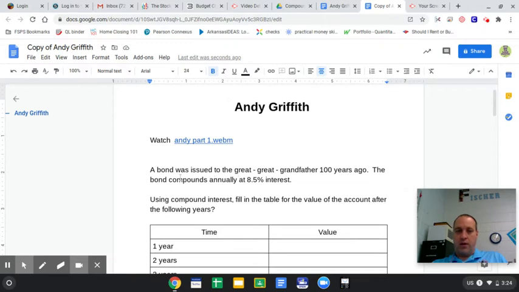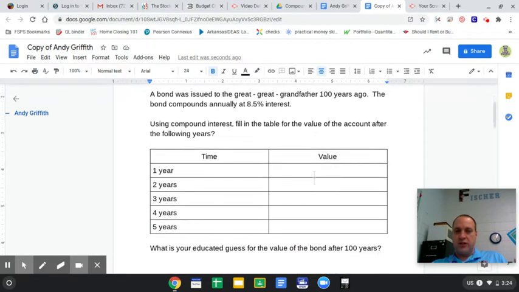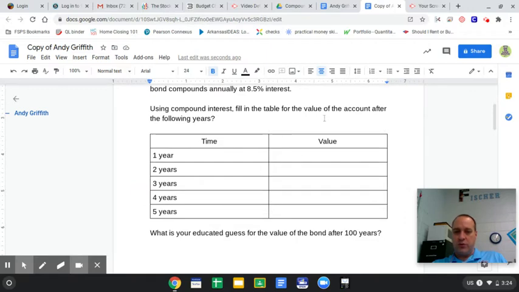All right, a bond was issued to the great-great-grandfather 100 years ago. The bond compounds annually at 8.5% interest. Using compound interest, fill in the table for the value of the account after the following years. So right here, after the first year, you take 100 times 8.5% interest, and that gives you $108.50.